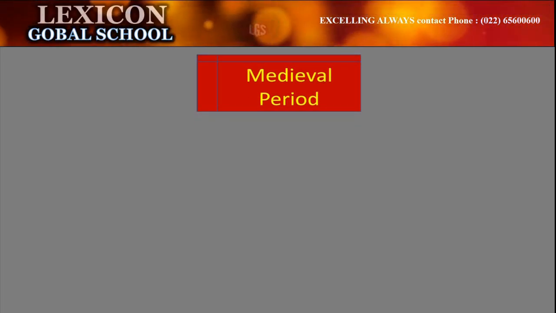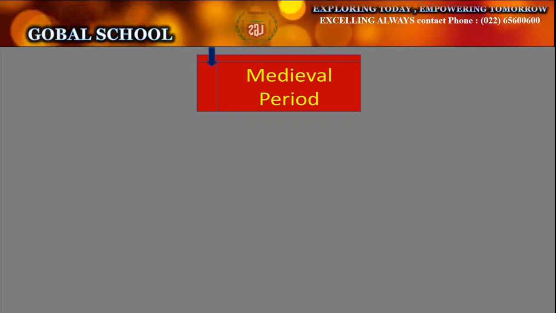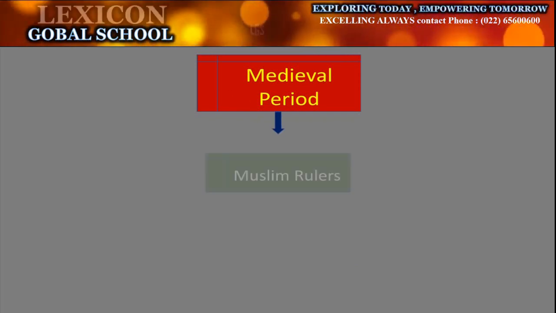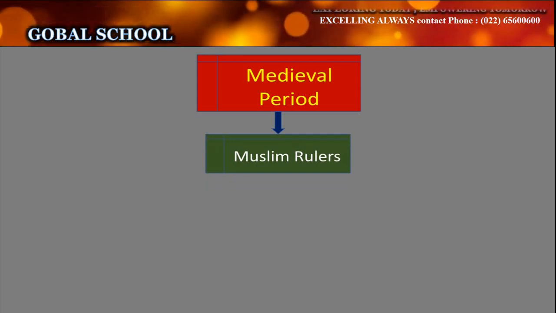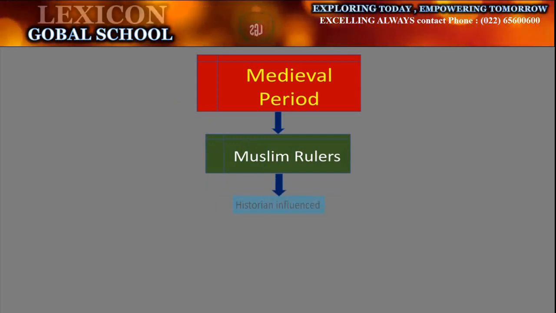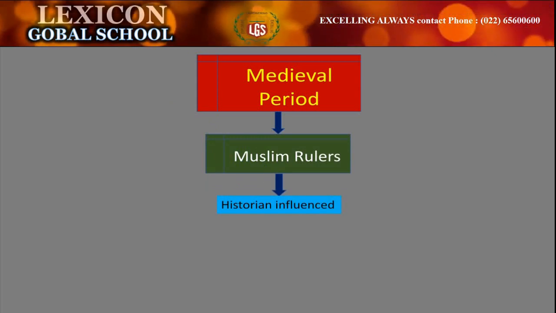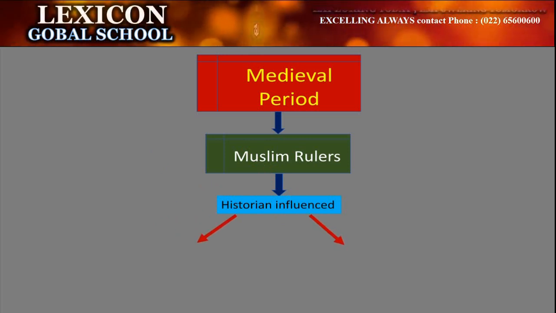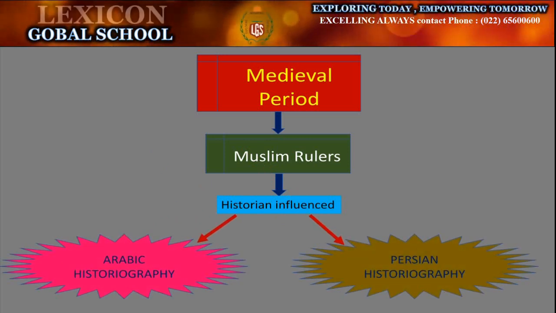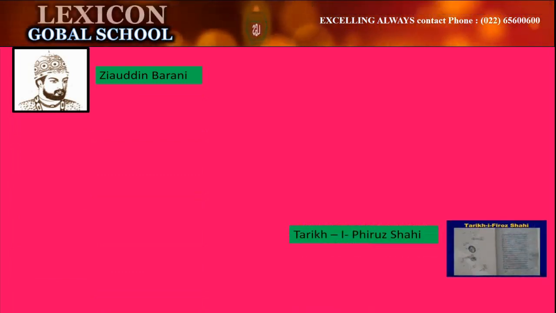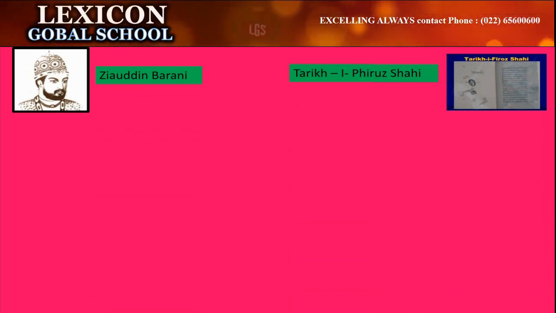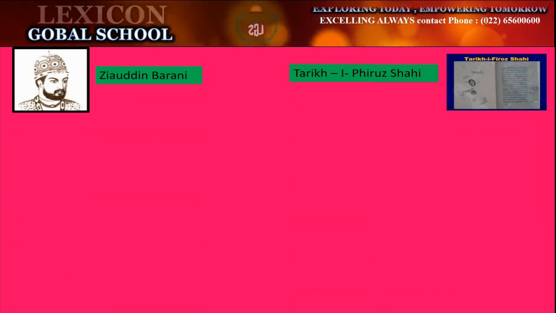Now children, what was happening during the medieval period? In the medieval period, we all know that the Mughal rulers were ruling us. So under the Mughal rule, our historians were influenced by two things. What was that? By Arabic historiography and Persian historiography. During this time, Ziauddin Barani holds a very important place in the medieval part of historiography.